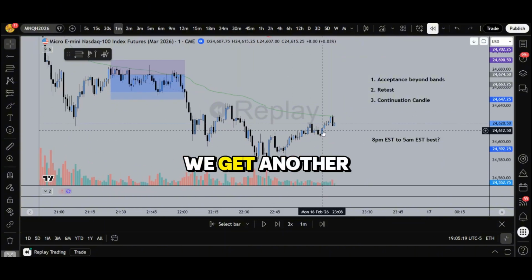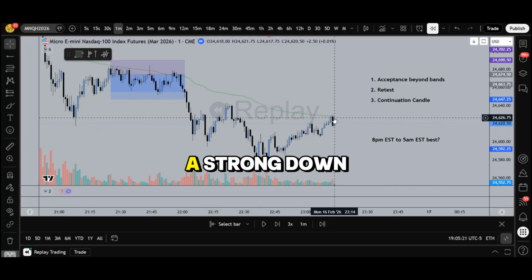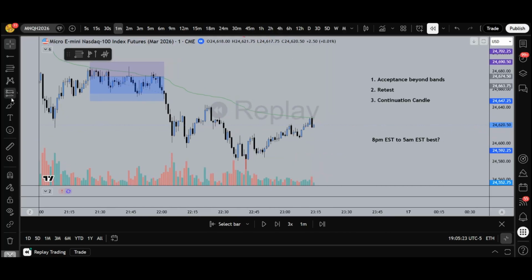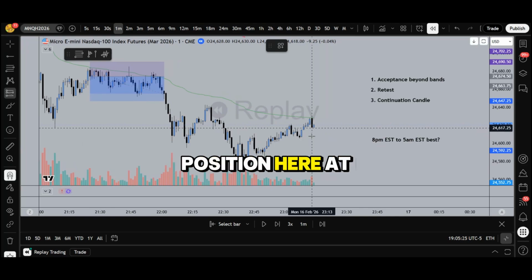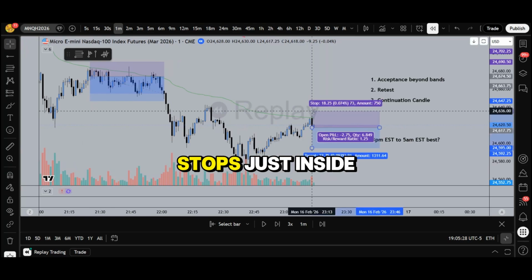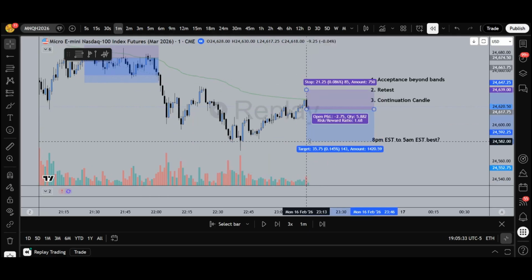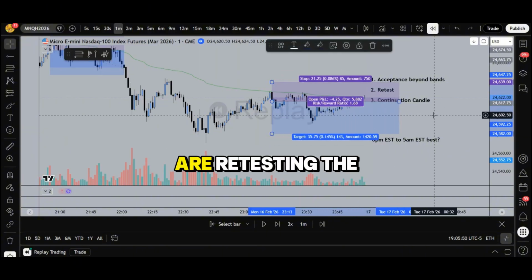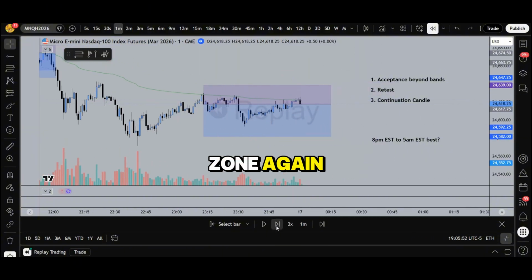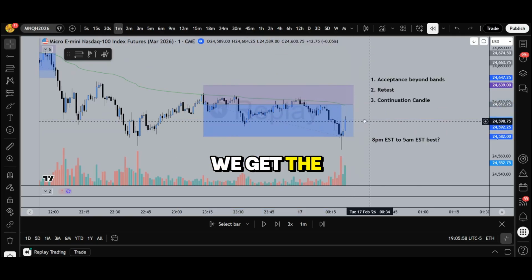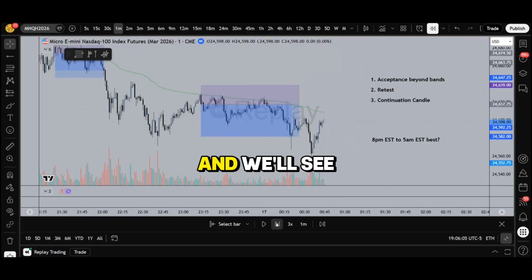Okay, and so now we get another retest and again a strong down closed candle. So we can enter another short position here at the close. Again, stops just inside the bands to give it a little bit of breathing room. And we'll target that 1.7 R. So here we are retesting the zone again. And there finally we get the drop to the take profit. And we'll see if we can get one more.